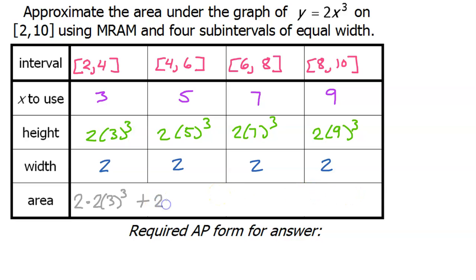So for the second rectangle, it's 2 times 2 times 5 to the third power. Third rectangle, 2 times 2 times 7 to the third power. Fourth rectangle, 2 times 2 times 9 to the third power. And just leave your answer like that.